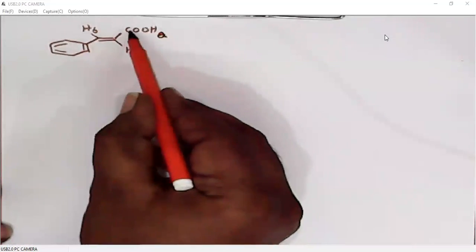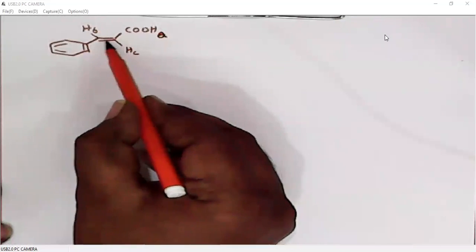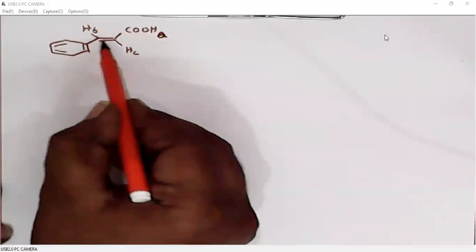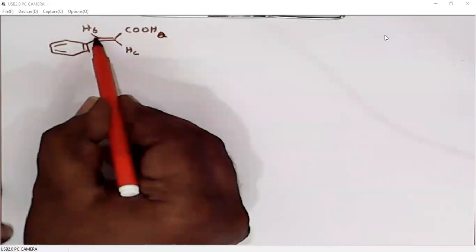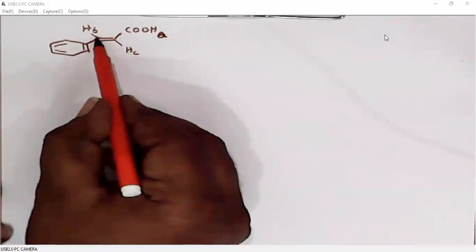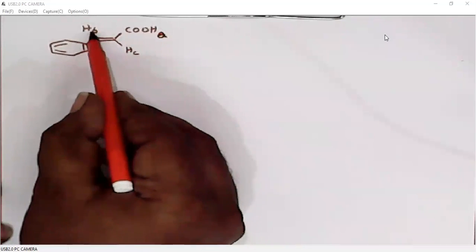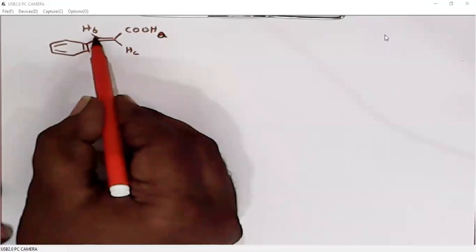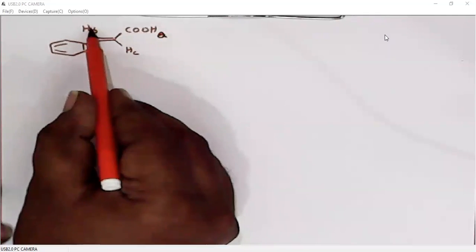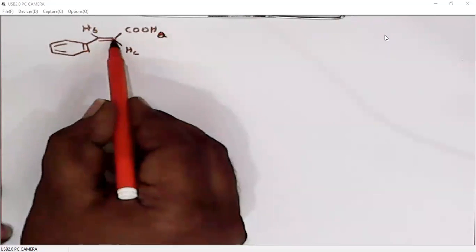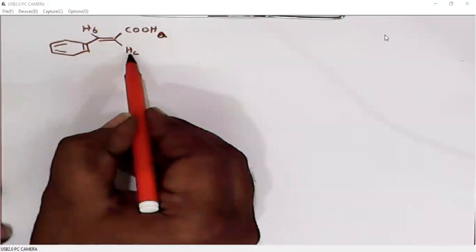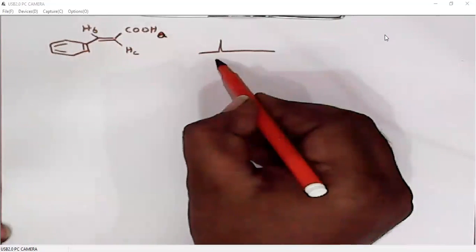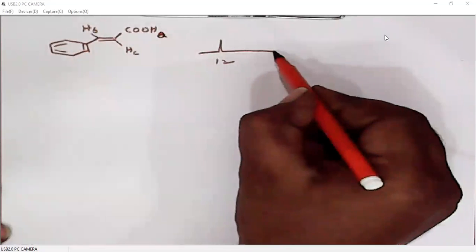If we have a withdrawing group, it will withdraw electrons from the double bond. So here we have less electron density compared to this. Because of less electron density, we expect a high delta. Because of high electron density, we expect a low delta. Right. In this case, it gives a carboxylic acid peak at 12, then a doublet.